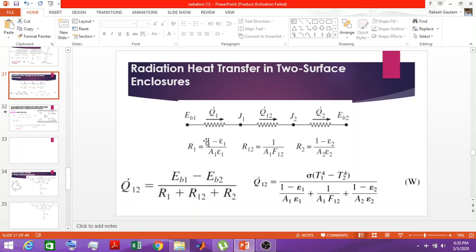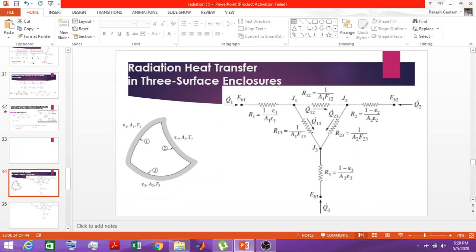In the last class we were studying radiation heat transfer in two surface enclosures, and we made a network diagram in that, and we found the total heat transfer between two surfaces. In this class we are going to study radiation heat transfer in three surface enclosures. Most of the things will be the same, only the perspective will change.